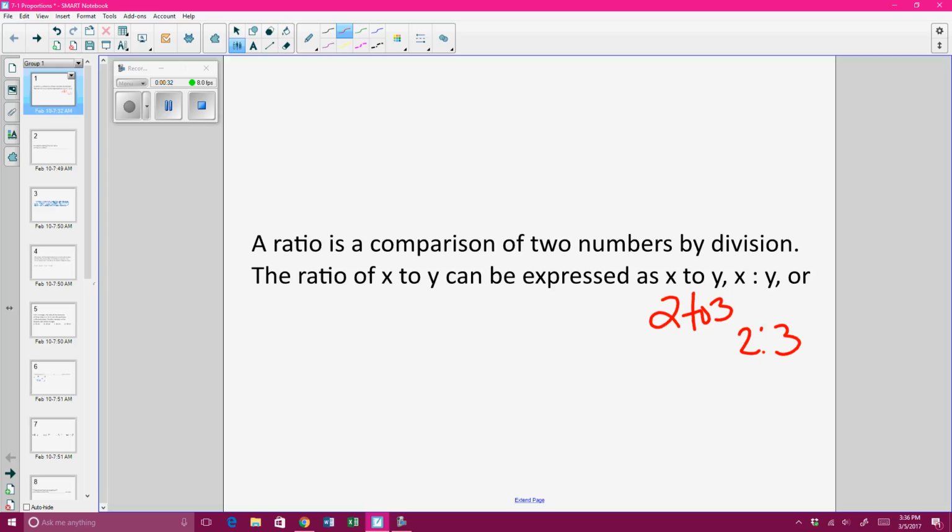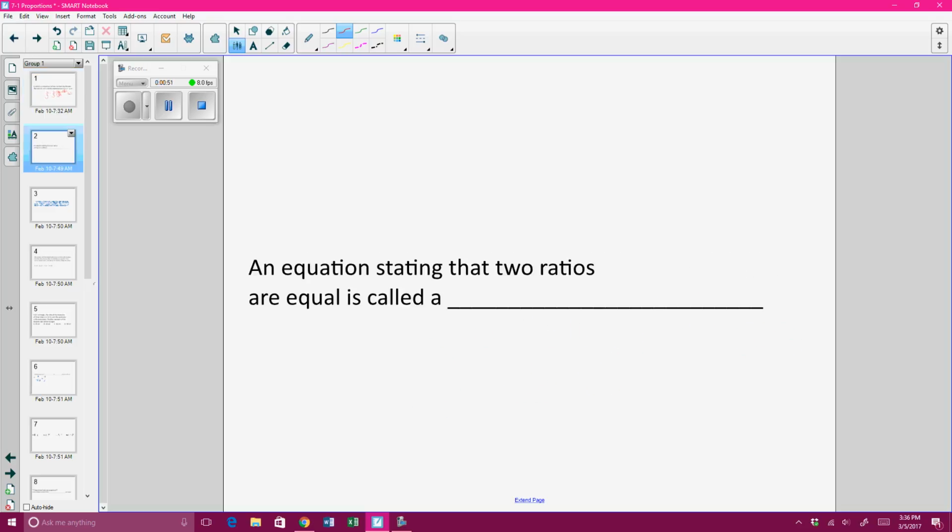But for our purposes, we're going to be comparing them as fractions. So there's a ratio of boys to girls at the dance, and the ratio is 2 to 3. So what this is saying is that if there were, let's say, 20 boys, then there would be 30 girls, because this would always reduce down to the lowest form, which is 2/3. An equation that states that two ratios are equal is called a proportion.